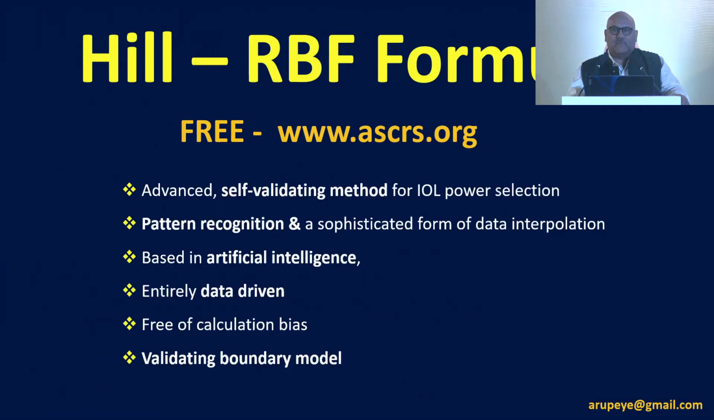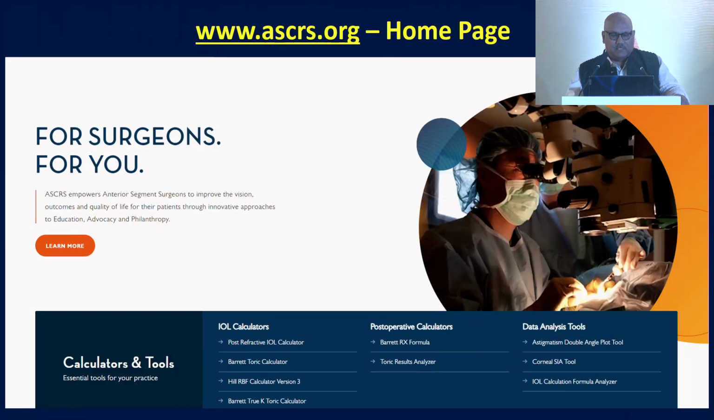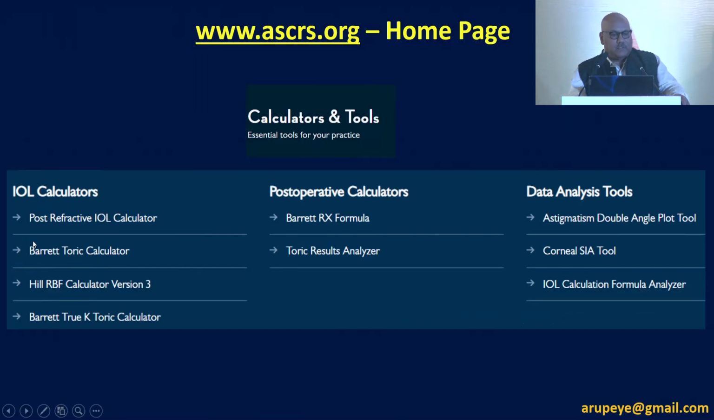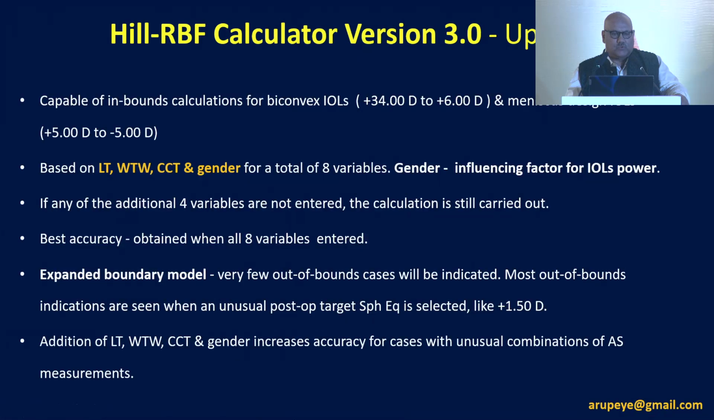And the Hill RBF formula, of course, is an artificial intelligence-based formula. It is available on Warren Hill's website. It is also available at the ASCRS website. You have the Hill RBF version 3. But still, for some of the extremes of the eyes, you may not get proper values. It may give a red flag. So then of course, I would also be using the other calculators and compare, in extreme situations, what should be the IOL power that I choose.